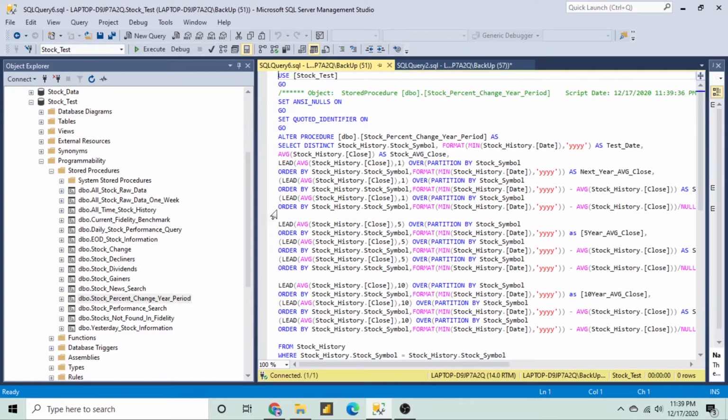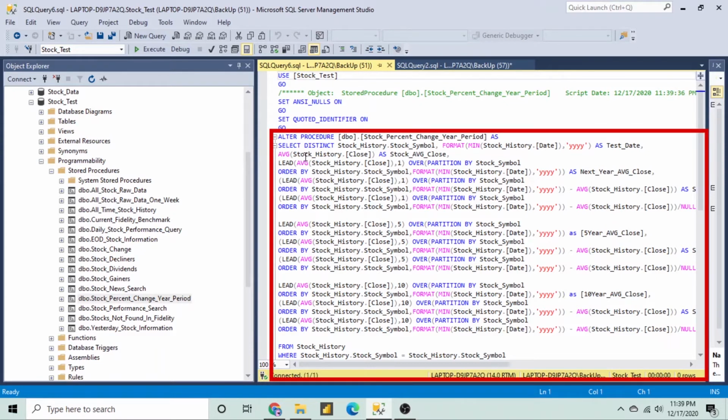But let's take a look at the query itself. It's a little bit long and complex, but it repeats the same pattern again for each year, for a 1-year period, 5-year period, and a 10-year period, and I will definitely explain it to you. I'm going to try and explain this to the best of my abilities.